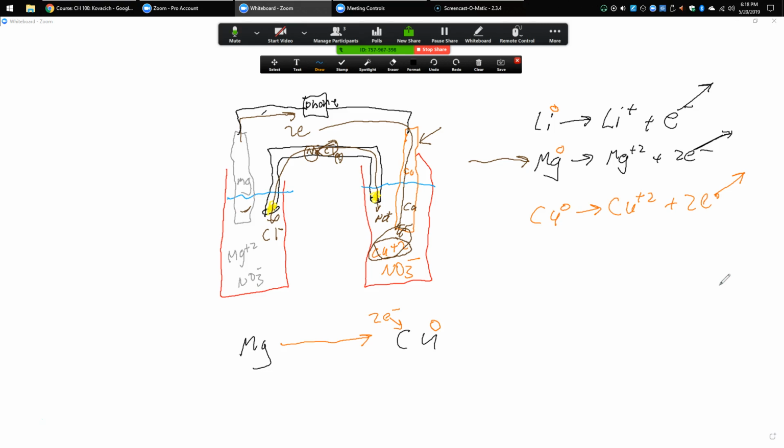Okay, so how did I know that the copper was going to be the one that accepted the electrons and the magnesium was going to be the one that donated the electrons? We actually had to test all the metals. And when I say we, I mean humans. Tested all the metals and then checked them against each other to figure out which metals would accept electrons and which ones would be donating the electrons.